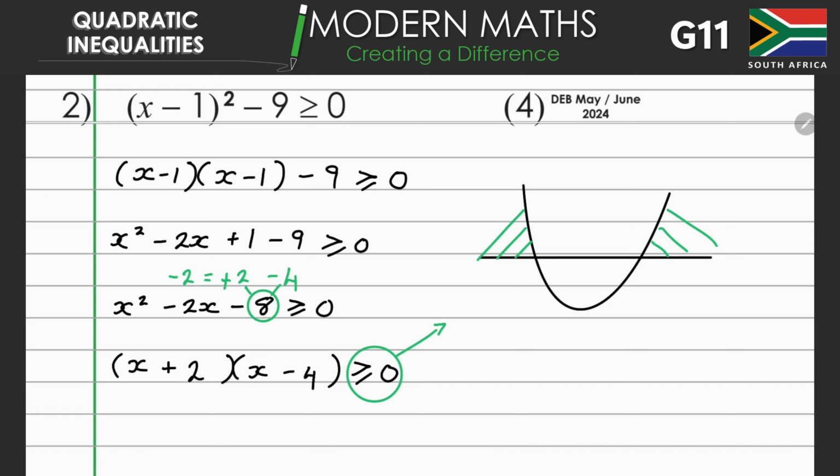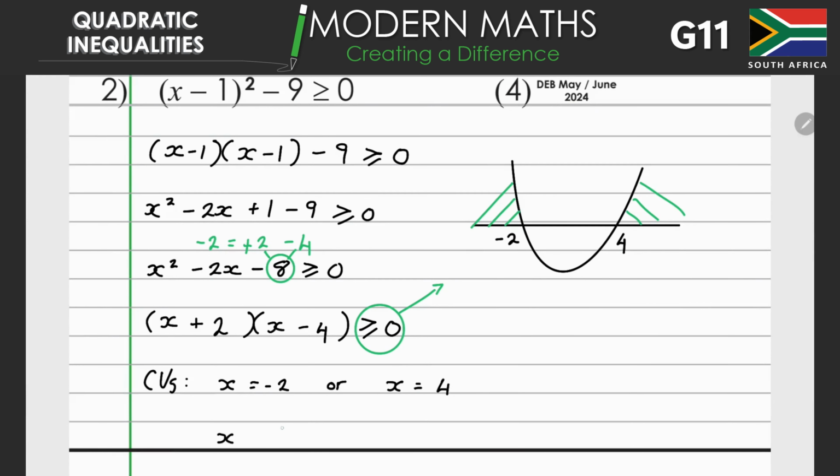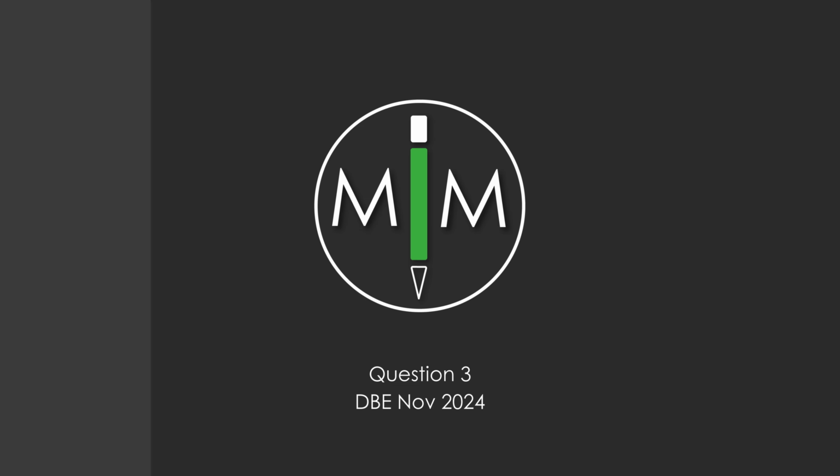So I'm jumping ahead a little bit here, just drawing the parabola, getting it ready. It is a happy face because the number in front of x squared is positive. And there are my two little critical values, and from there I can jump to my solution. So x will need to be smaller than or equal to -2, or bigger than or equal to 4. Just make sure all your inequality symbols match at the end of the day.